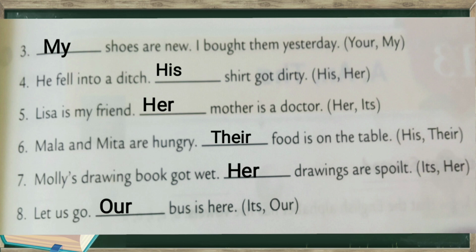Sixth one. Mala and Meeta are hungry. Dash food is on the table. Here we are talking about two people, that is Mala and Meeta. If it is one person, we use his or her. If there are more than one, we use their. Okay, so Mala and Meeta are hungry. Their food is on the table.